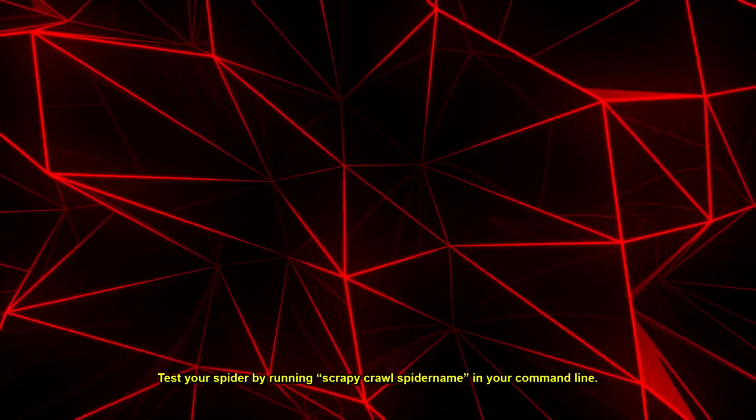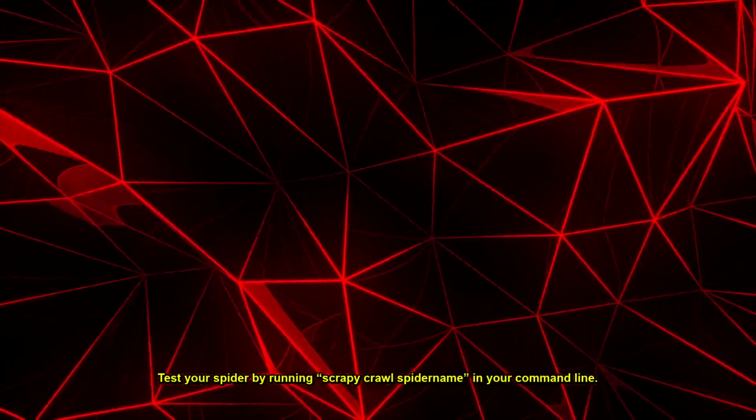Test your spider by running ScrapeEye crawl spider name in your command line. Monitor the terminal for any errors and make adjustments as necessary. Once your spider runs successfully, export the data to a file format like CSV or JSON. Use the command ScrapeEye crawl spider name output-file.csv to save your data.